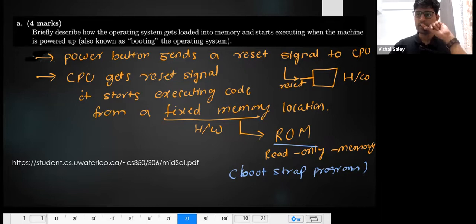So booting means starting up. In the question itself they have mentioned it: booting means powering up. How does the system start, and how does the operating system load? That is the question. I guess up to this point it's okay, right? Okay.